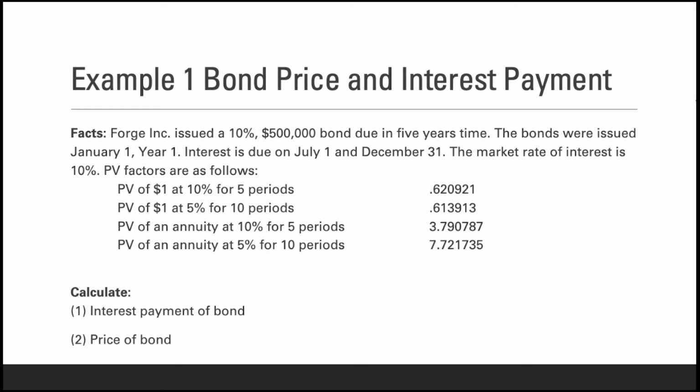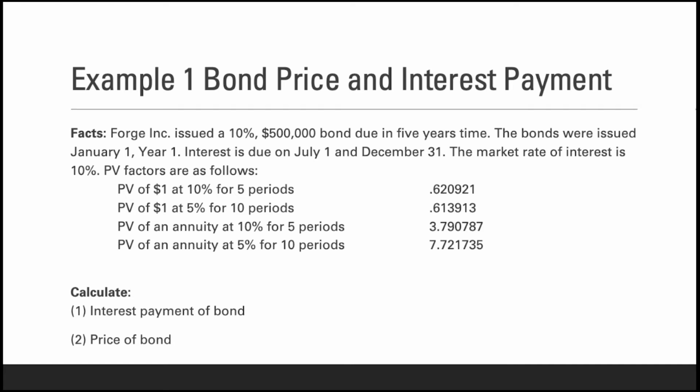The market rate of interest is 10%, and it gives us a list of present value factors there, which we will be using in determining the bond price. However, let's first take a look at the questions here. They're asking us to calculate 1, the interest payment of the bond, as well as 2, the price of the bond.